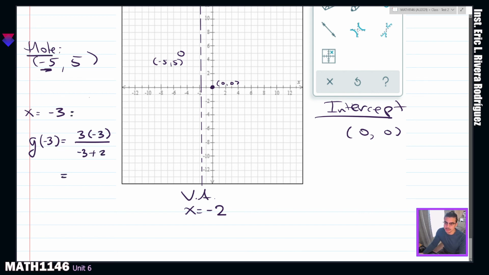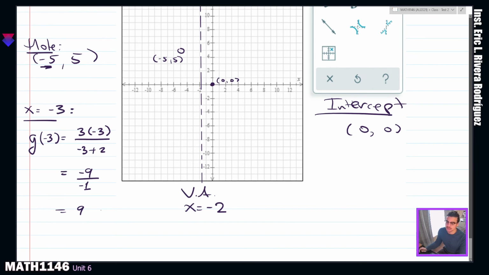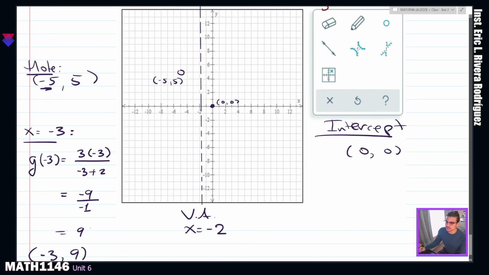So remember, we used the hole first, and now we are using x equal -3. So we got -3 over 1, and this is 9. So that point is (-3, 9). Okay. So that point, it is here. It is a point.